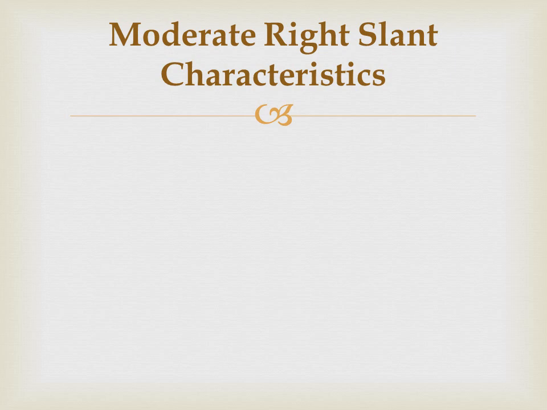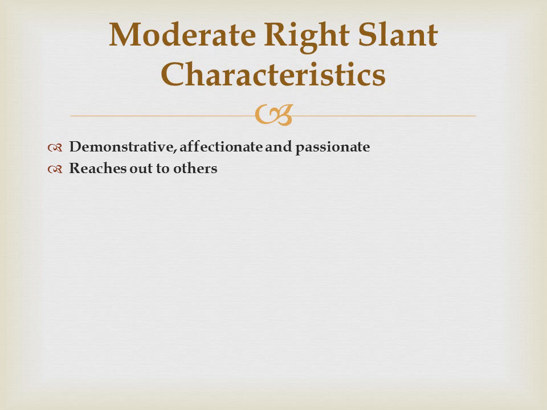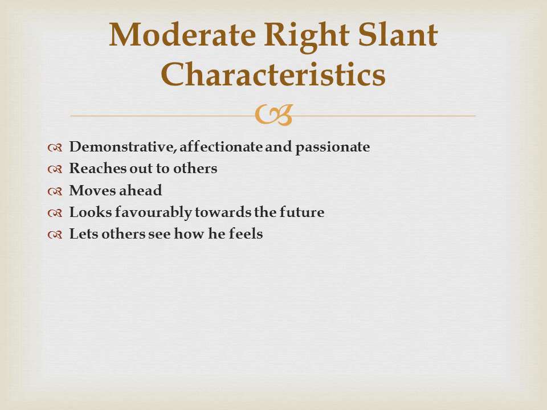Characteristics of a moderate right slant writer. Feelings of being demonstrative, affectionate, and passionate. He reaches out to others. He moves ahead. He forgets himself and looks favorably towards the future and its outcome. Not afraid to let others see how he feels. He can hold back emotions when it is appropriate, waiting for the right time to express them.